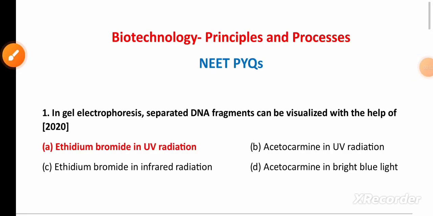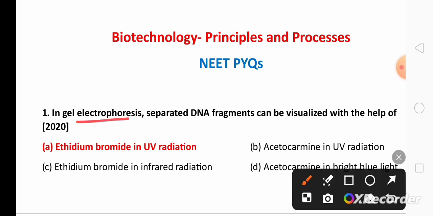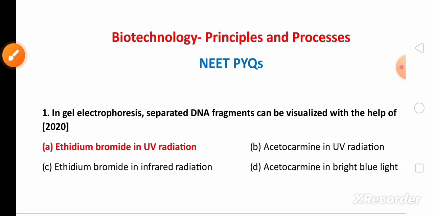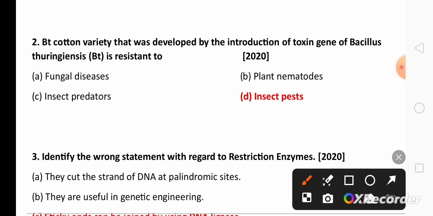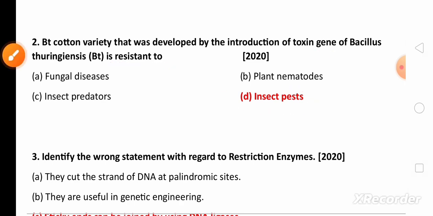Students, in this video we are going to find some of the questions which have been asked in previous years' exams from the chapter Biotechnology: Principles and Processes. In gel electrophoresis, the separated DNA fragments can be visualized with the help of ethidium bromide in UV radiation. The Bt cotton variety that was developed by introduction of the toxic gene of Bacillus thuringiensis is resistant to insect pests.